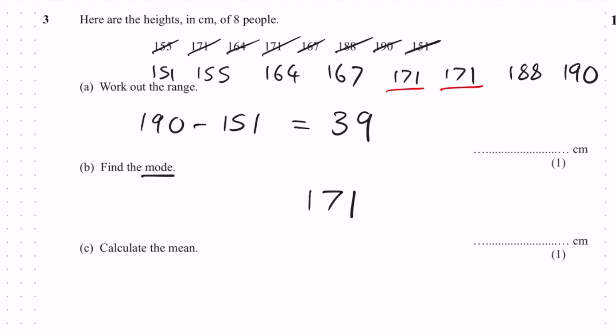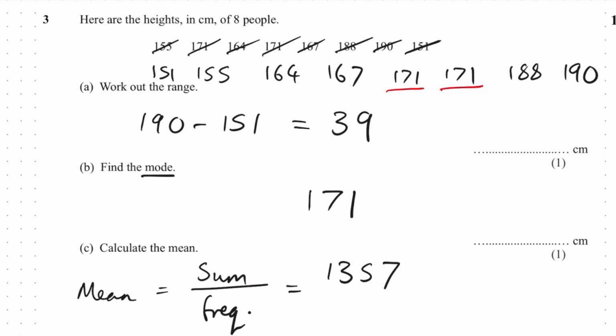Now, part C, I'm looking for the mean. So remember, the mean is the sum of all of our data, so adding it up together, divided by the frequency, so the number of items. Okay, I'm going to keep repeating that, it's important. So if we add up all of those items, we get 1,357. Just did that in my head right now. I am that good at maths.